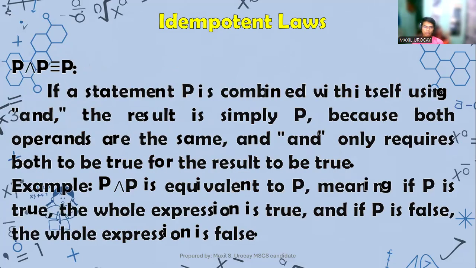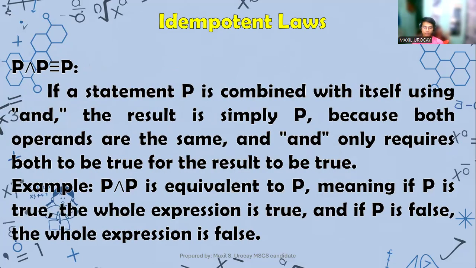Now, for this one, P and P. This is actually for AND or multiplication. If a statement P is combined with itself using AND, the result is simply P because both operands are the same. And AND only requires both to be true for the result to be true. P and P is equivalent to P, meaning if P is true, the whole expression is true, and if P is false, the whole expression is false.